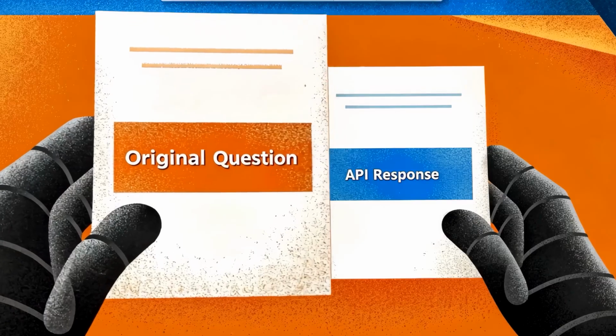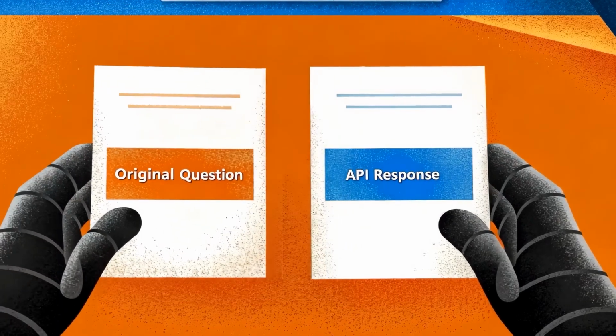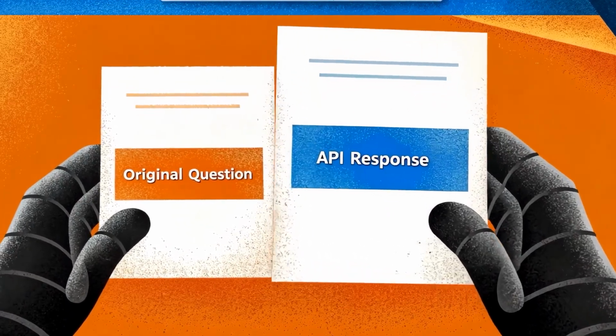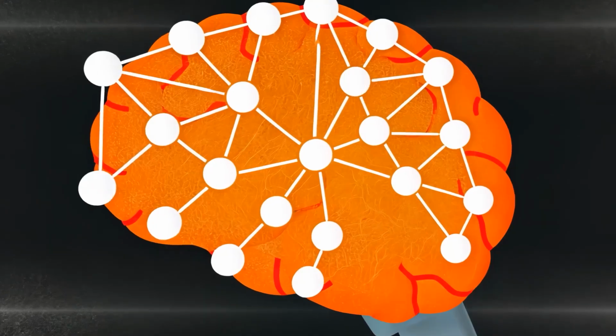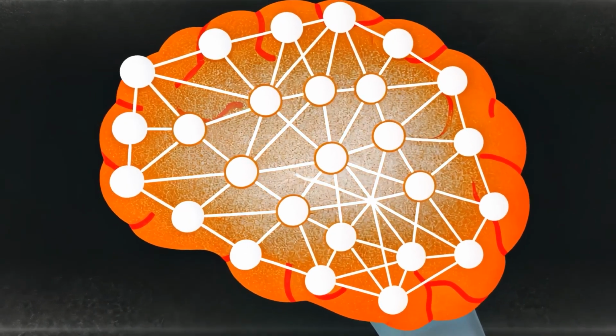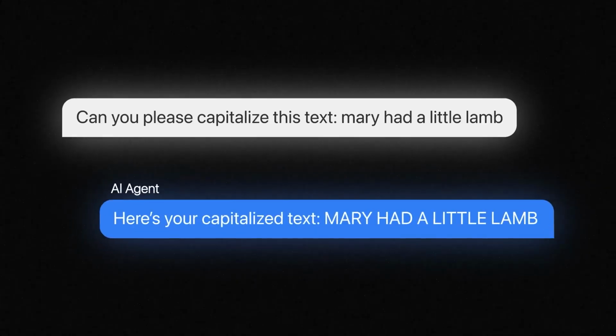Then the agent looks at your original question, looks at this messy response it got back from the API, and then using its brain, the LLM, it writes a natural language response answering your question. It would say, here's your capitalized text, Mary had a little lamb, in all caps. That may sound complicated, it may have gone over your head. Please go back and just listen to it again.